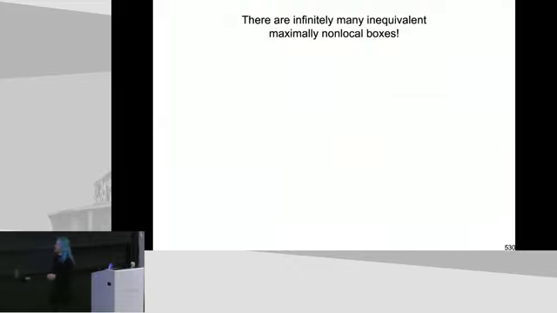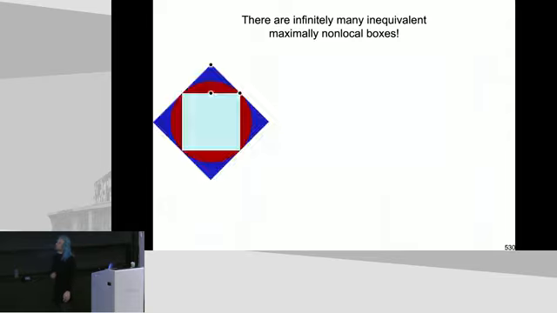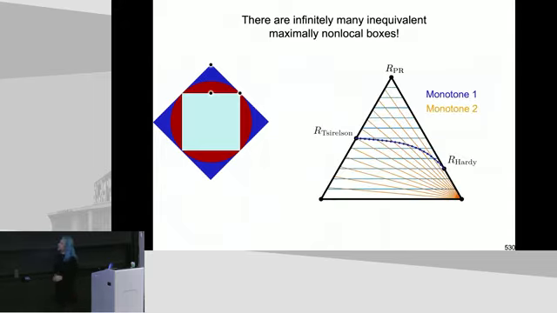So when you work out how this resource theory looks, you find that there's infinitely many inequivalent, maximally non-local boxes. Here, for example, let me focus on this little triangle of the space of resources, because all these other areas are equivalent to that triangle up to symmetry. If I focus on that triangle, this point here is the maximally non-local correlation that any GPT can generate. That's called the Popescu-Rohrlich box, or the PR box. It's the one that gives you a violation of 4 for these CHSH inequalities.